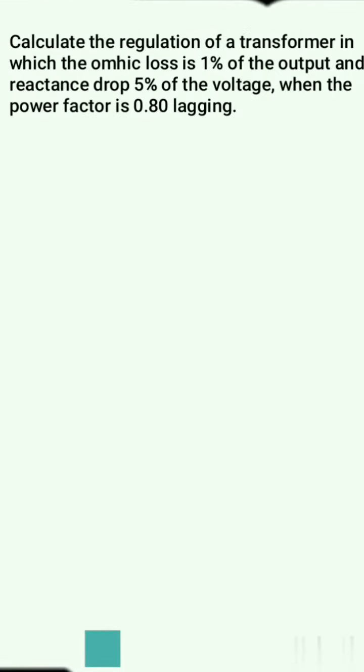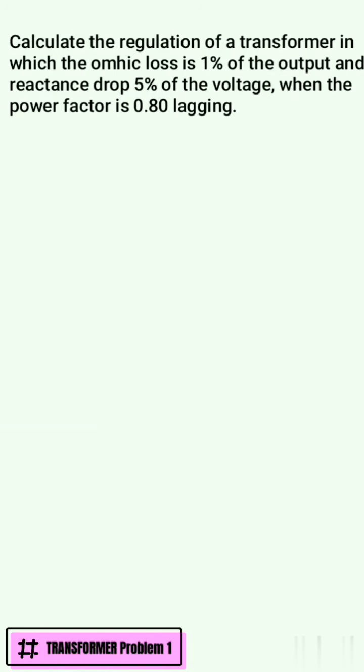Calculate the regulation of a transformer in which the ohmic loss is 1% of the output and reactance drop 5% of the voltage when the power factor is 0.80 lagging. So let's proceed to the solution.